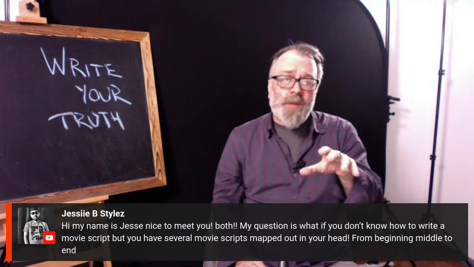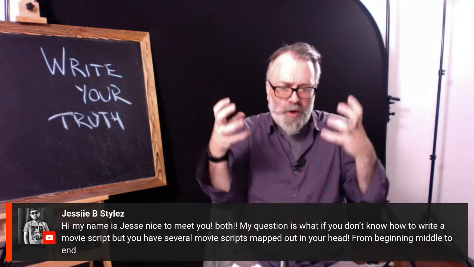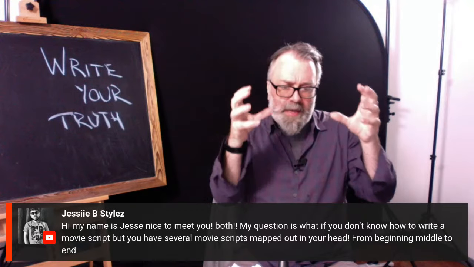My question is, if you don't know how to write a movie script, but you have several movie scripts mapped out in your head, from beginning, middle to end. So it sounds like you have the ideas. What would you advise? Would you talk about maybe starting with one? Yeah, several movie scripts. Start with one and stick with it. And it's hard. It's not easy to stick with it. But also read screenplays and watch films like an insatiable sponge. Watch them over and over again and just see what the actors are doing, see what the directors are doing, and then see how you can put that on the page.